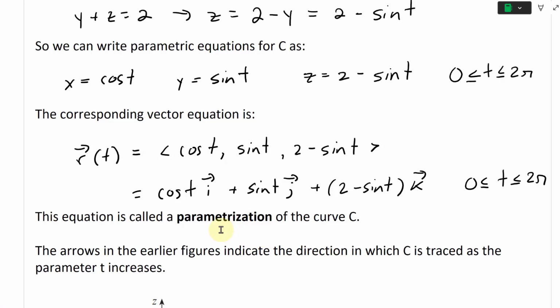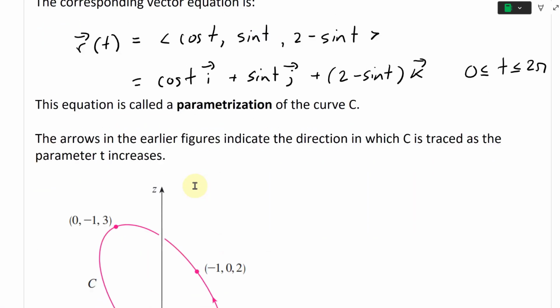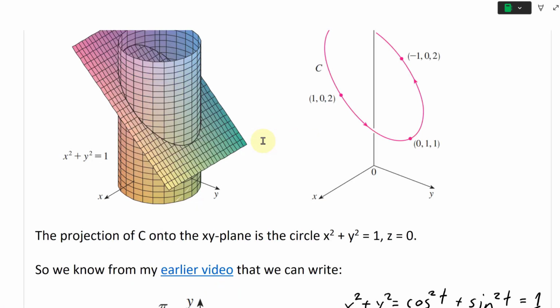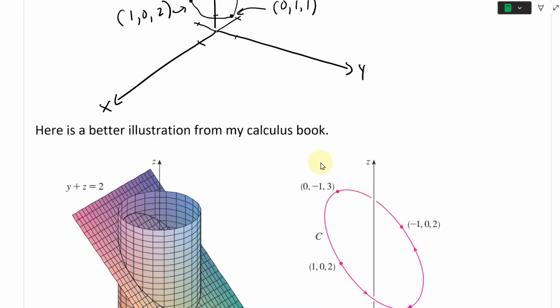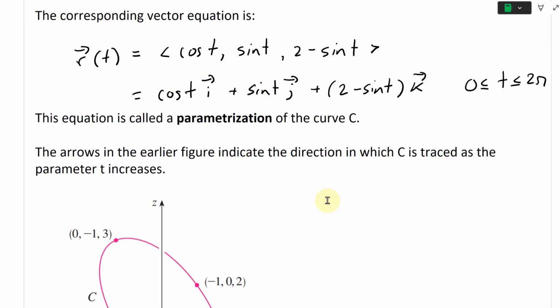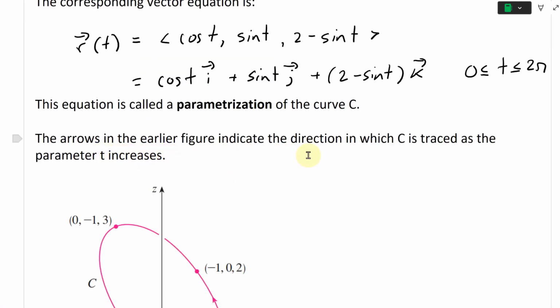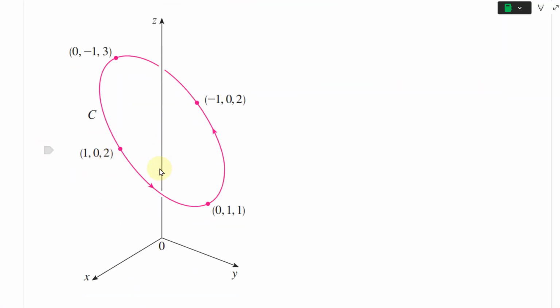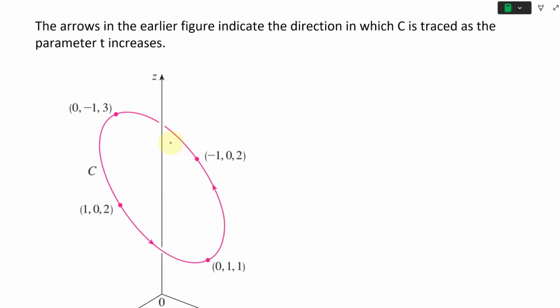Now this equation, whichever one you want to use, is called a parameterization of the curve C. The arrows in the earlier figure, you see these arrows going down and going up like that, so it's going in a circle this way, counterclockwise. Those arrows indicate the direction in which C is traced as the parameter t increases, and we can see that from ours.